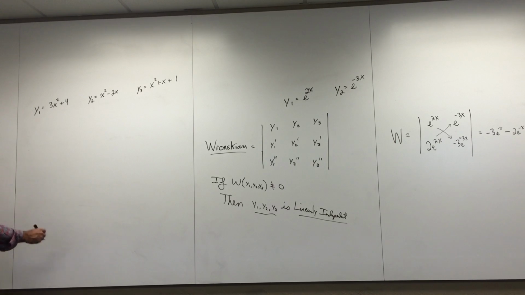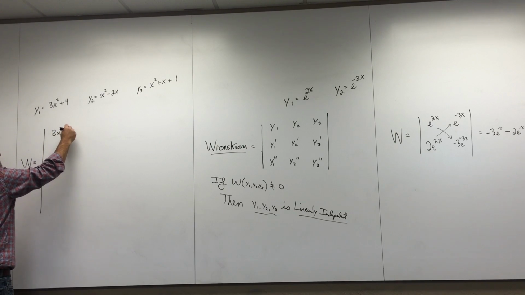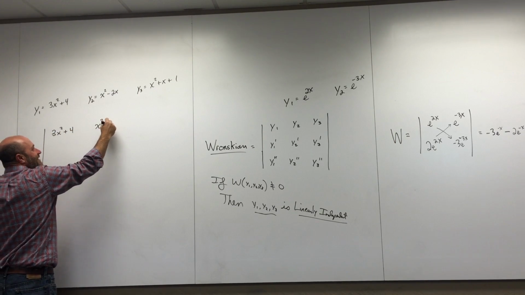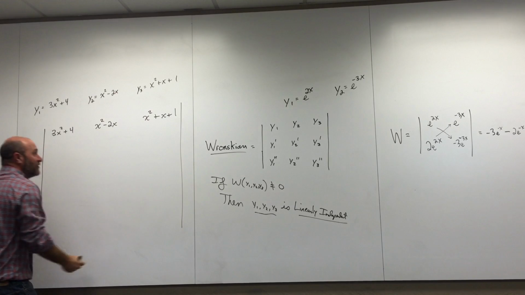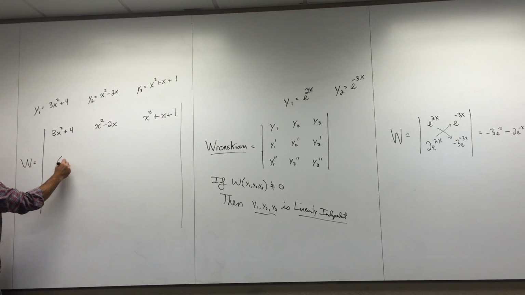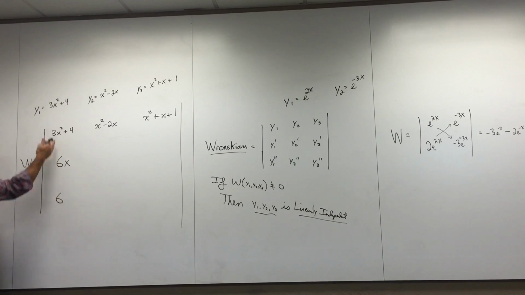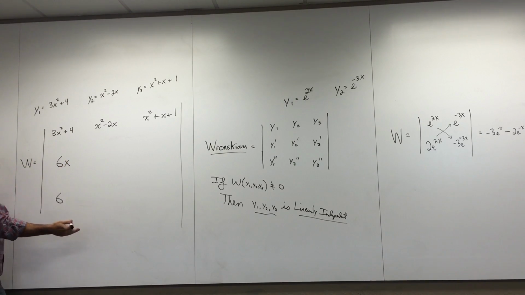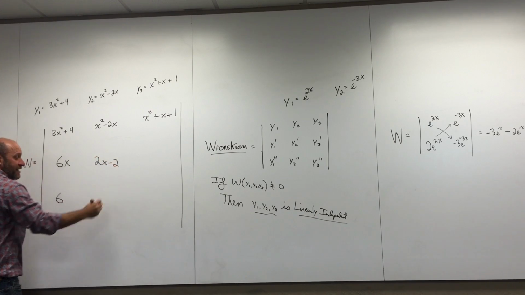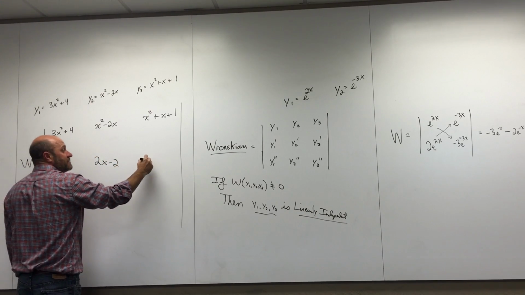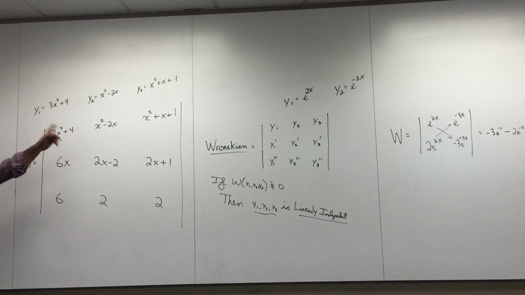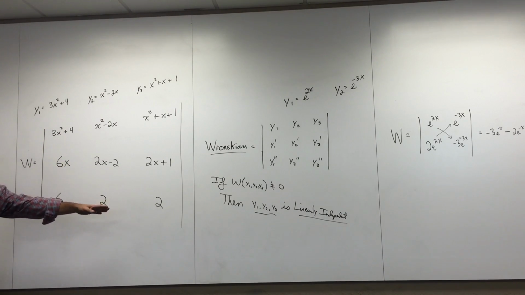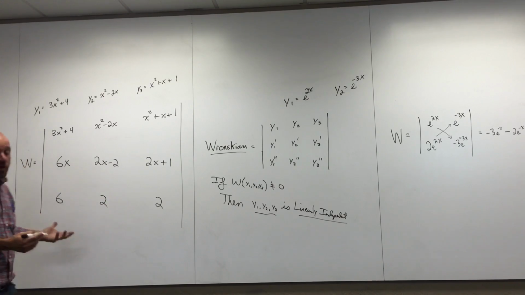You ready? All right. So that means I'm doing a big 3x3 determinant. Wow, I've got to do the derivatives. The derivative of this is 6x. The next derivative is 6. You guys okay with that? Here's what I need. This is a 2x minus 2, and then a 2. This is 2x plus 1, and then a 2. So that's it, right? My 3 functions, my 3 y primes, my 3 y double primes, and I've got a 3x3 determinant.